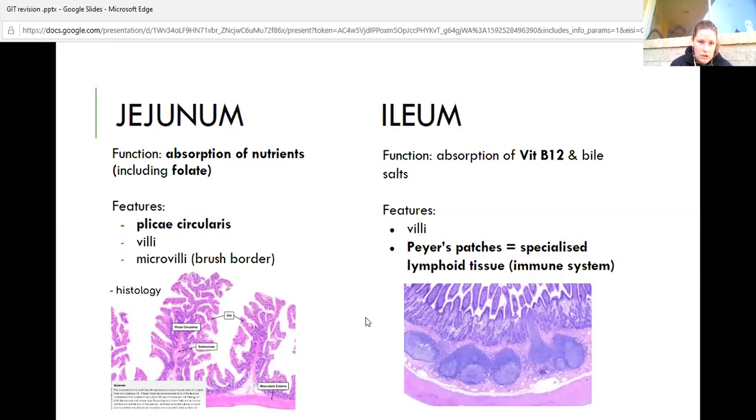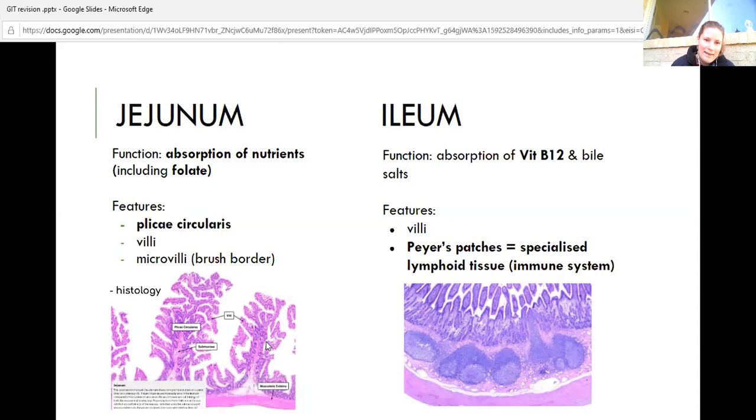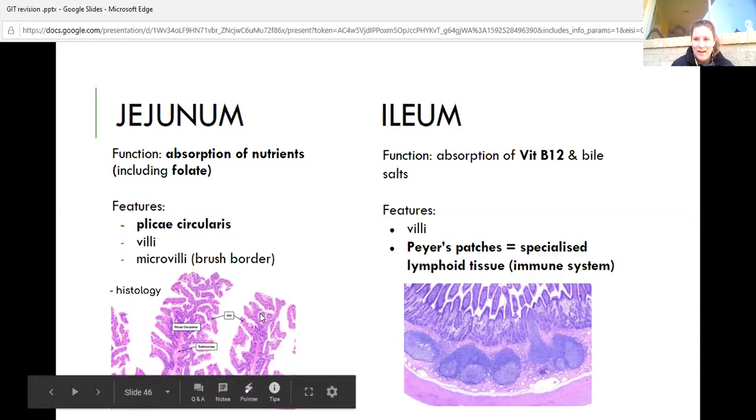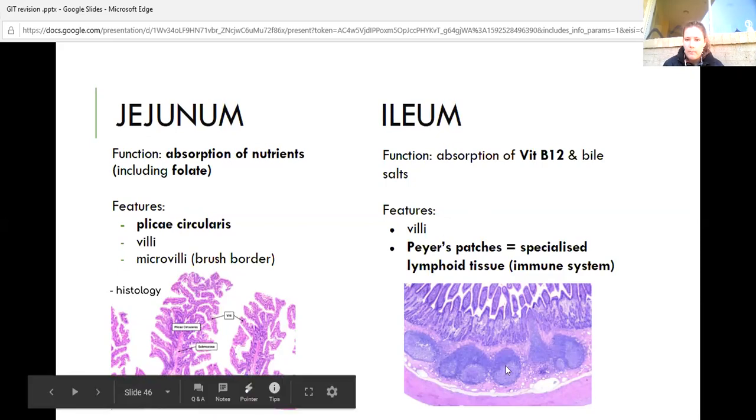Then you go on to your jejunum, which absorbs nutrients, again folate. The features are plicae circulares, which are like these little muscular bands that go around the tube. And then there's also villi and microvilli, creating a brush border on histology. And then the ileum, which is important for the absorption of B12 and bile salts. And the big buzzword here is Peyer's patches, which is specialized lymphoid tissue. So that's what this is. So a lot of immune function in the ileum.